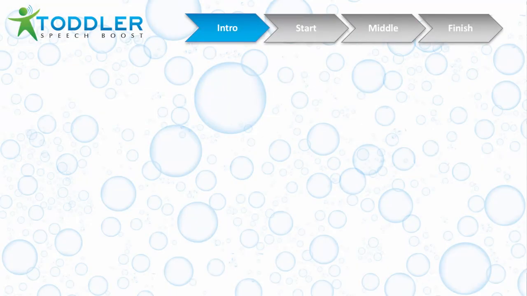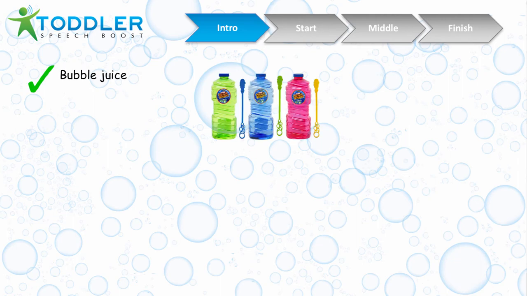To start, you're going to need a few things. The first one is pretty obvious. Bubble juice. This is what you're going to use to make bubbles. You could either buy bubble juice like this in a store. I think this is a Miracle Bubble, which is what I have available near me.